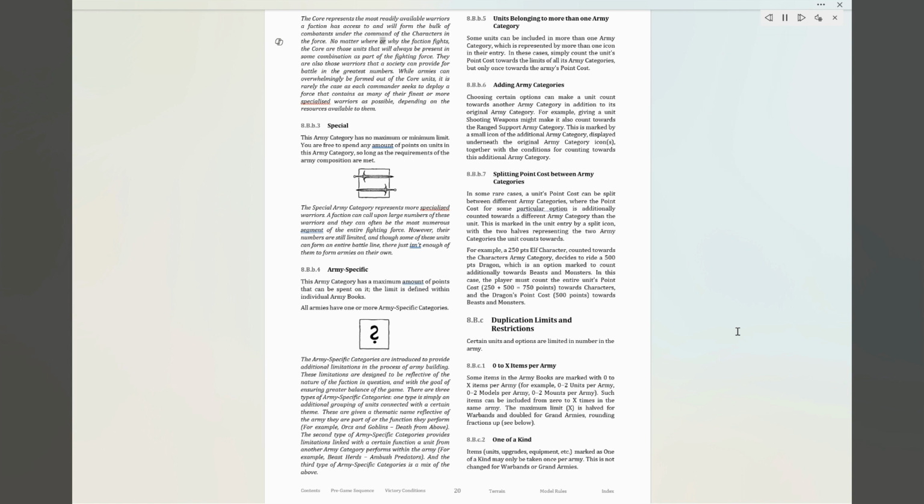No matter where or why the faction fights, the core are those units that will always be present in some combination as part of the fighting force. They are also those warriors that a society can provide for battle in the greatest numbers. While armies can overwhelmingly be formed out of the core units, it is rarely the case as each commander seeks to deploy a force that contains as many of their finest or more specialized warriors as possible, depending on the resources available to them.